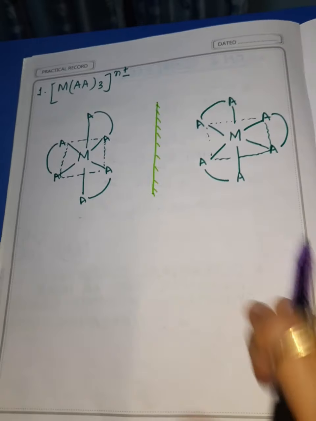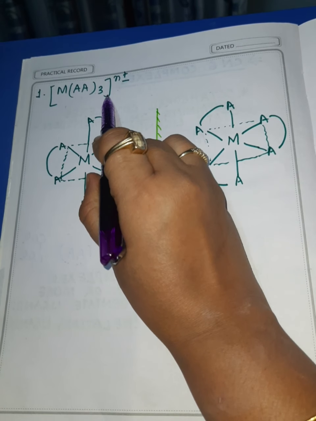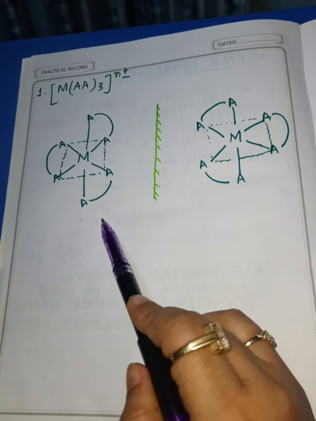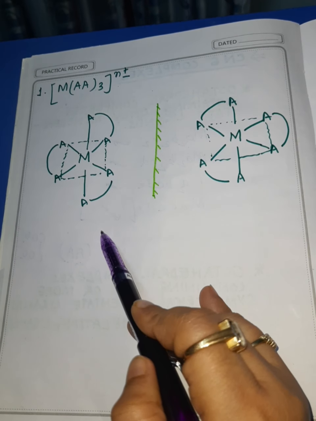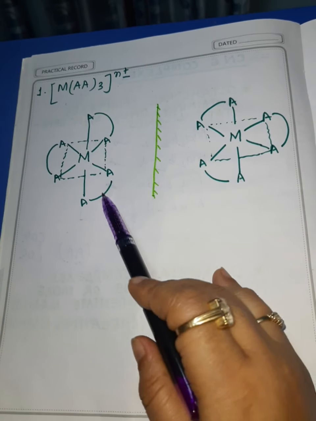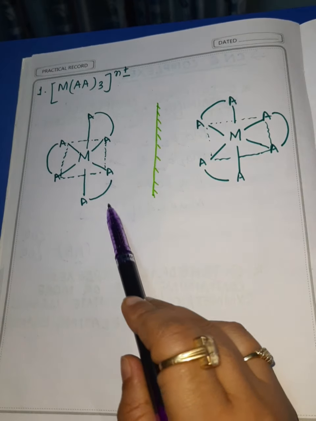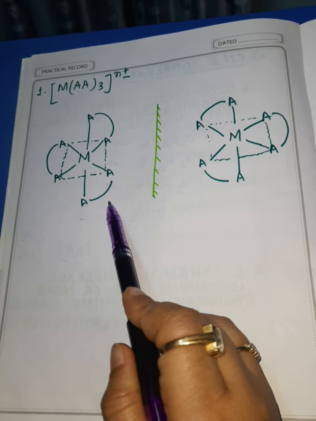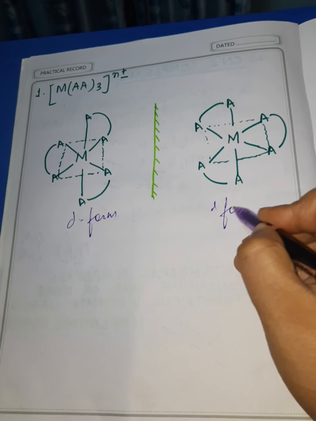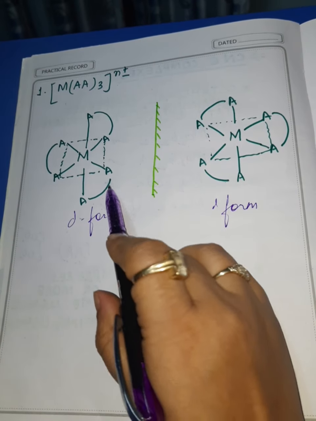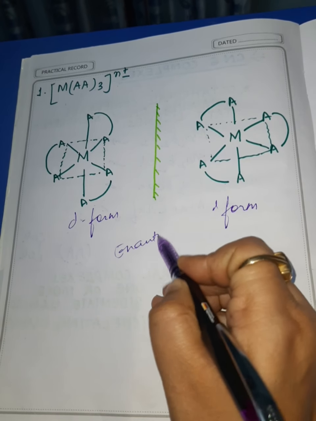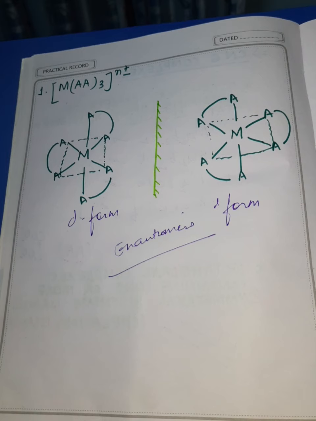The first one in this category is M(AA) whole thrice. That means 3 similar bidentate ligands. So look, we can have this kind of geometry where 3 bidentate ligands are oriented that way. Now this complex is the exact mirror image of the first one. So this is the D form of the complex and this is the L form of the complex. Since both are non-superimposable mirror images, we can say that they are enantiomers of each other. I hope it is clear.